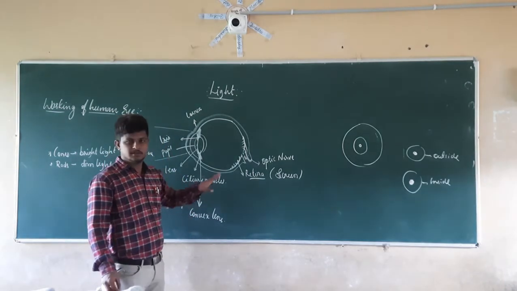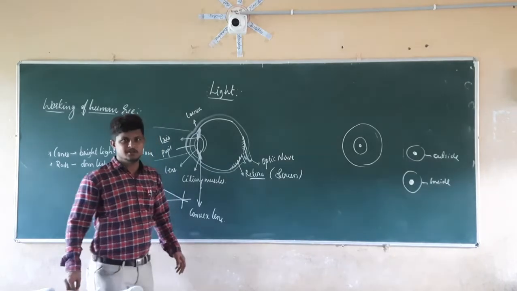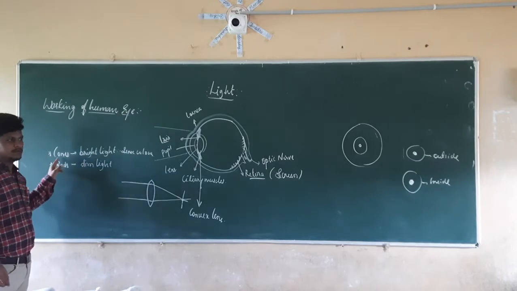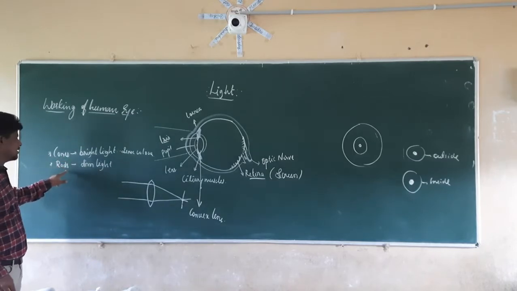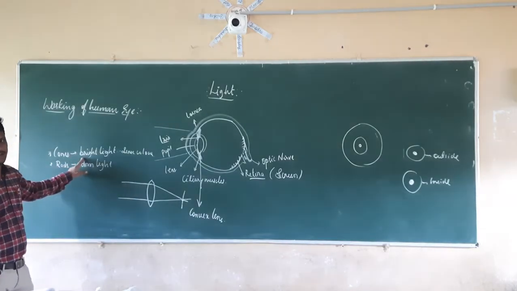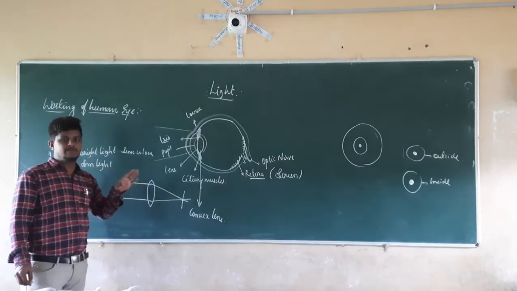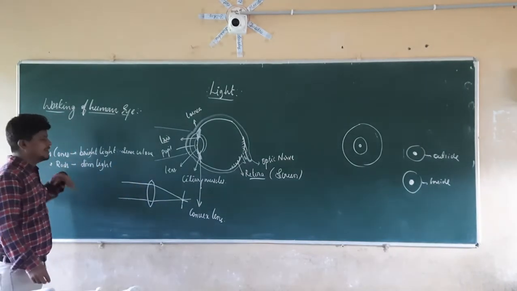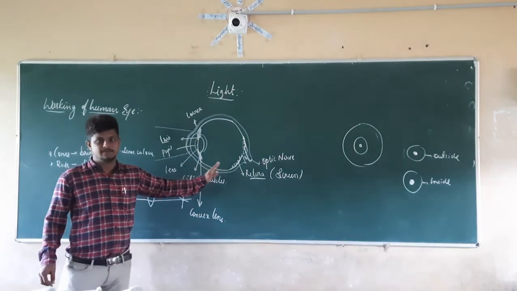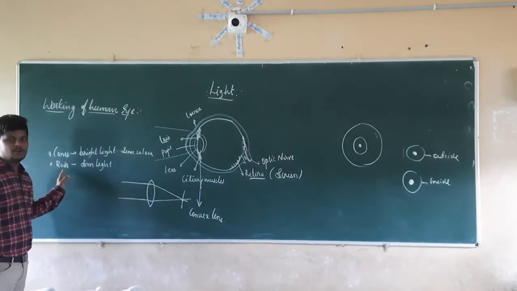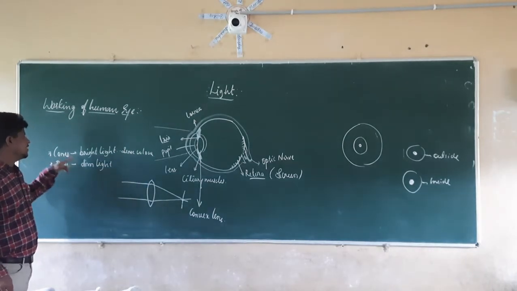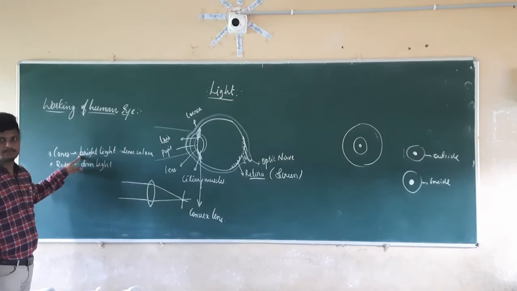In the same manner, there are some extra cells here. What are those extra cells? One is the cone cells, the second is the rod cells. What is the work of the cone cells? Cone cells are sensitive to bright light. If the light is bright, it is sensed by the cone cells present inside the eyes. In the same manner, rod cells sense dim light. Rods sense dim light, cones sense bright light.